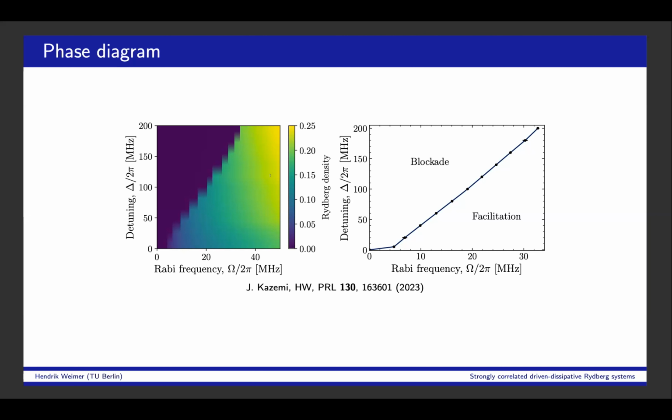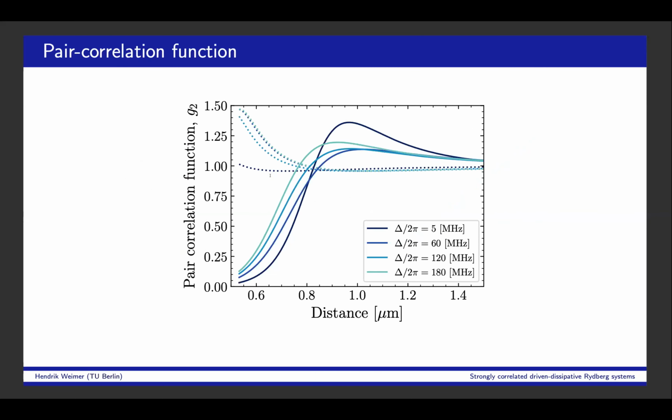So this is also like a facilitation transition, like what Igor just mentioned. Initially the system is blockaded, and then at some point you get a phase transition to something where facilitation is happening. And you can also look at this now from the pair correlation function. This is what we can now have access to, because this is part of our variational ansatz.